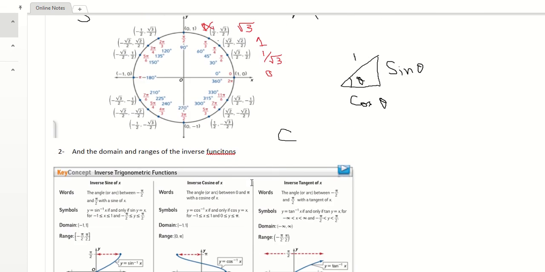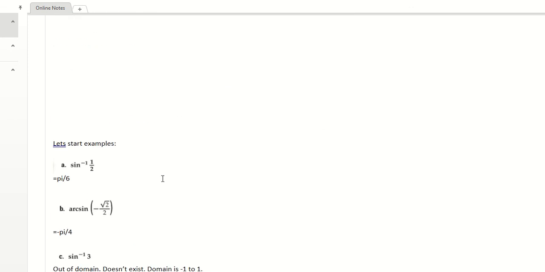Sine inverse of half. This is half, and this is sine on the right side, which goes from minus pi by 2 to pi by 2. Sine inverse half is pi by 6.